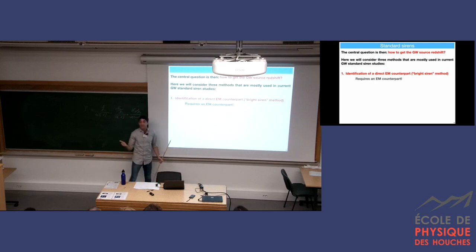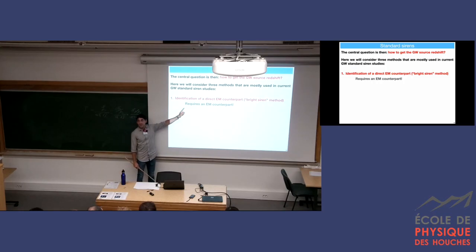So first method, electromagnetic counterpart, right? So the point that has been made: we are able to identify a direct electromagnetic counterpart to the GW event. We have a confident association with that. This is usually called the bright siren method. Why bright? Because we have light, no? Electromagnetic.